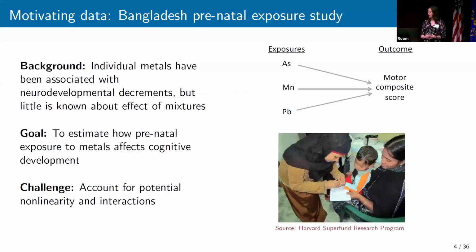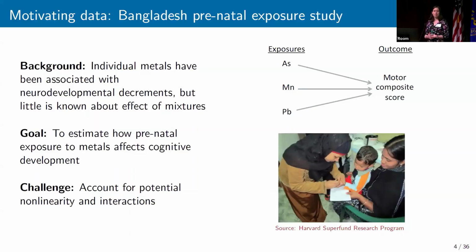So our first motivating data set is a Bangladesh prenatal exposure study. And so the study is looking at exposure to arsenic, manganese, and lead. And the outcome was a motor composite score, which is a measure of neurodevelopment. And so at the time of the study, it had been known that individual metals were associated with neurodevelopmental decrements, but little had been known about the effect of mixtures.